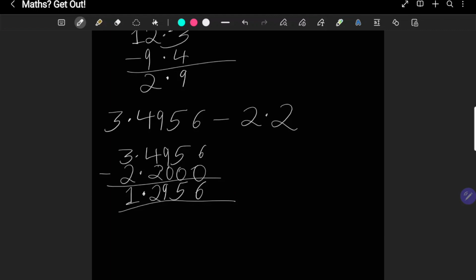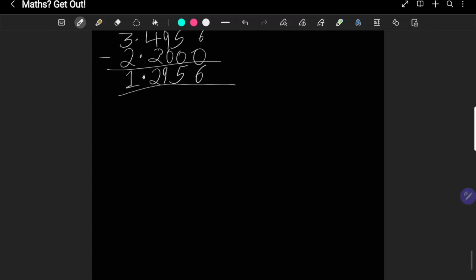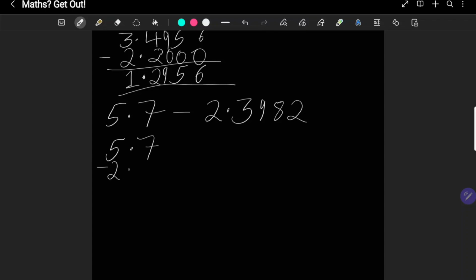Okay, let's do another example. 5.7 take away 2.3982. Now we're going to fill these places with zeros. Ding, ding, ding. Now 0 minus 2, you can't do that, so you're going to take 1 from here, and we're going to make this a 10. 10 minus 2 is 8.